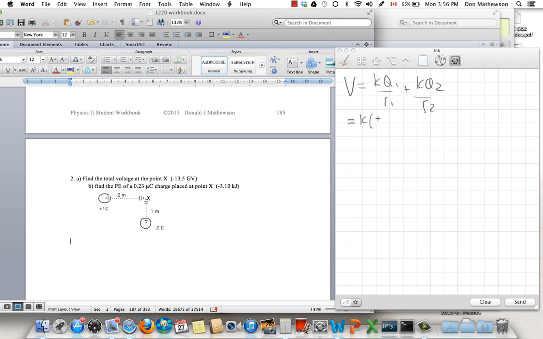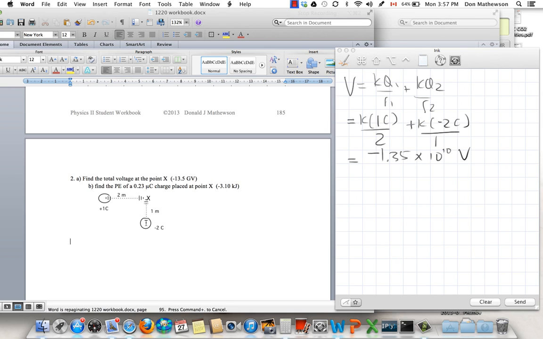So q1 is 1 coulomb, and we're 2 meters away from it. q2 is minus 2 coulombs, and we're 1 meter away from it. So the answer should work out to be 13.5 times 10 to the 9, which is giga, or 1.35 times 10 to the 10 volts.